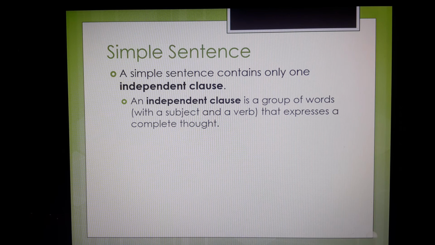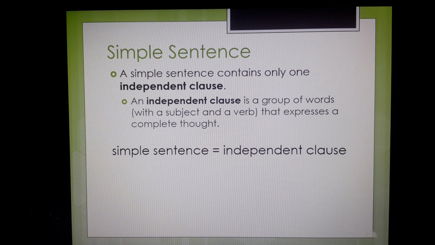An independent clause is a group of words with a subject and a verb that expresses a complete thought. This may sound a lot like what you have been taught about a sentence. You are correct in that thinking, and therefore we can make the assumption that a simple sentence is indeed an independent clause. This sounds like a silly thing, and you may be wondering why we can't call it a sentence. Well, we can. However, by identifying it as an independent clause, we are able to learn about the other structures down the road. So just keep that in the back of your mind and in your notes.